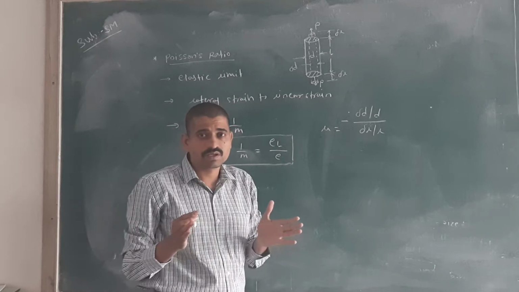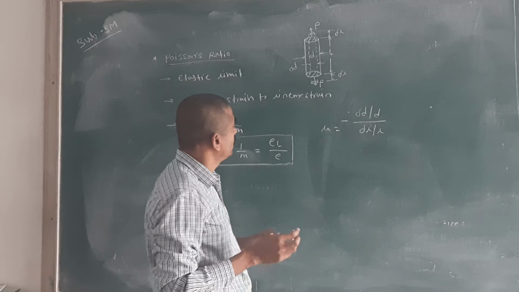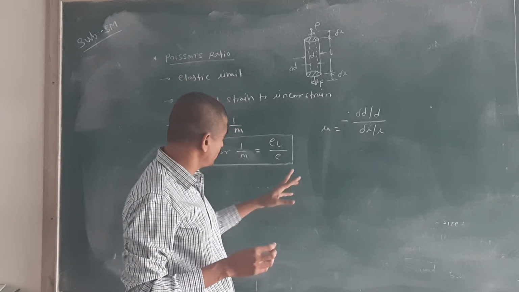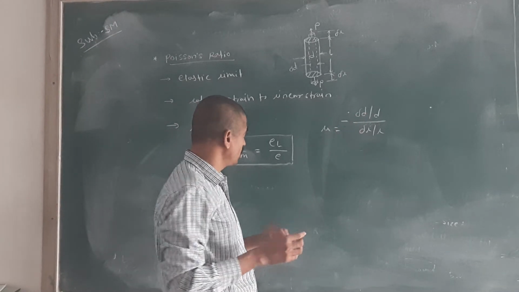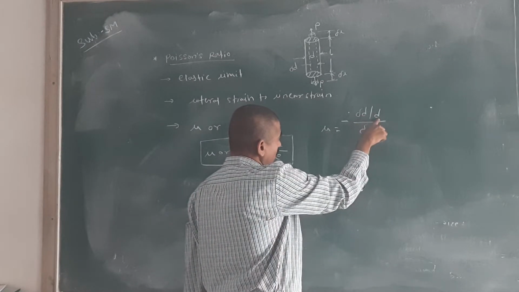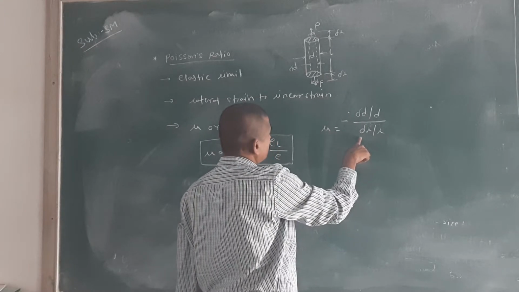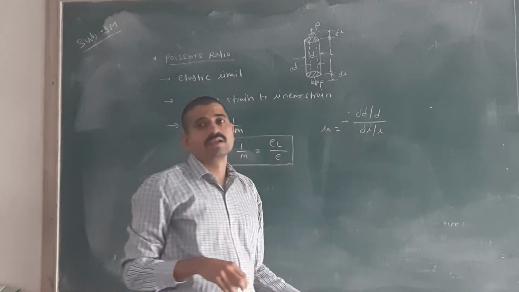We reduce the diameter. Okay, another way: mu is equal to lateral strain divided by linear strain, so you will get minus delta d divided by d, and this linear strain you will get delta L divided by L.